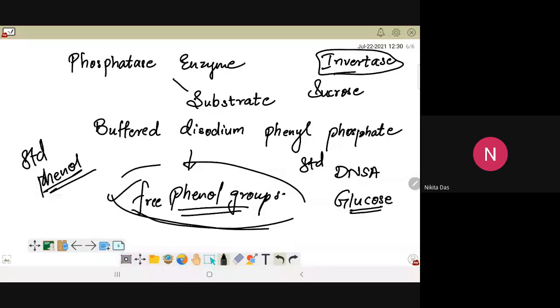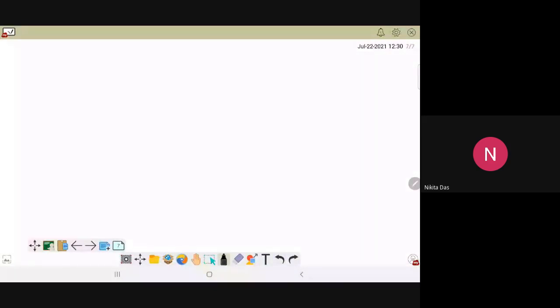But now the question is, how is phenol detected? Just as for glucose detection, DNSA used to be converted to ANSA. So similarly, how are we going to detect phenol? Is the question. Okay. So please understand that we are going to make use of a method called the 4-amino antipyrine method.